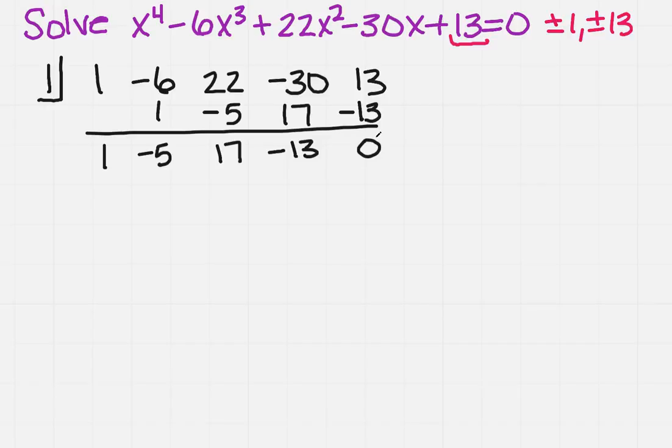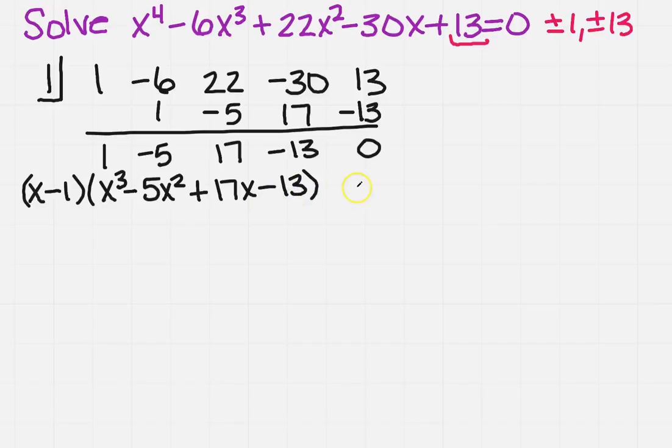Now that I have that, let's just look at what that looks like. So this would be like saying x minus 1 times x to the 3rd minus 5x squared plus 17x minus 13 equals 0. So that's basically what we've done. We've already taken out one factor. So I need to just look at this second part here. And if I were looking at that, you notice it still has the 13 hanging out, which means that my factors are still 1 and 13.